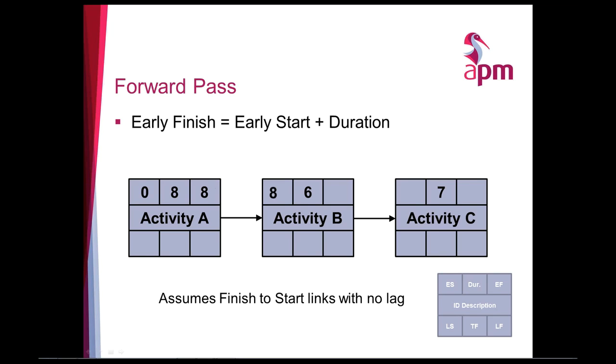That then moves across to the next activity, and that becomes the early start time. We add the duration, so 8 plus 6 equals 14, and then we can move the 14 across, and finally we've got 14 plus 7 equals 21. So in this network, the finish time is on 21. Now we've assumed here that there's no lag within the logic.